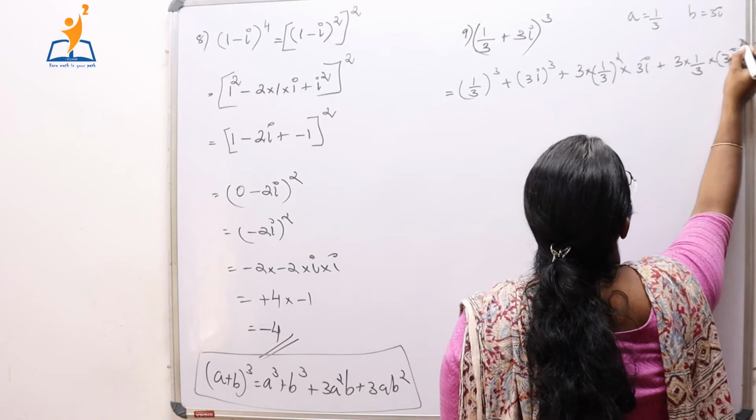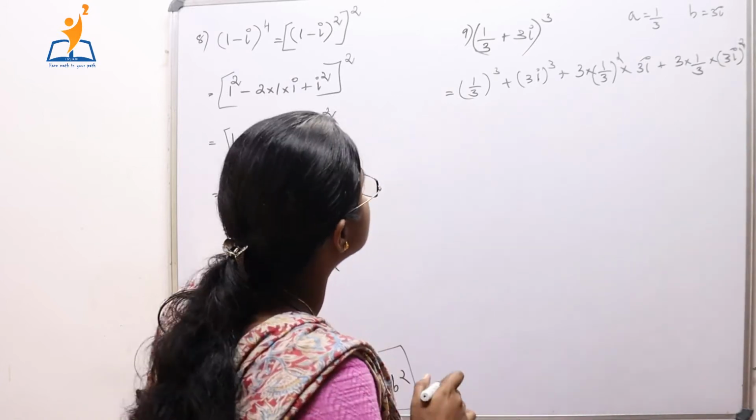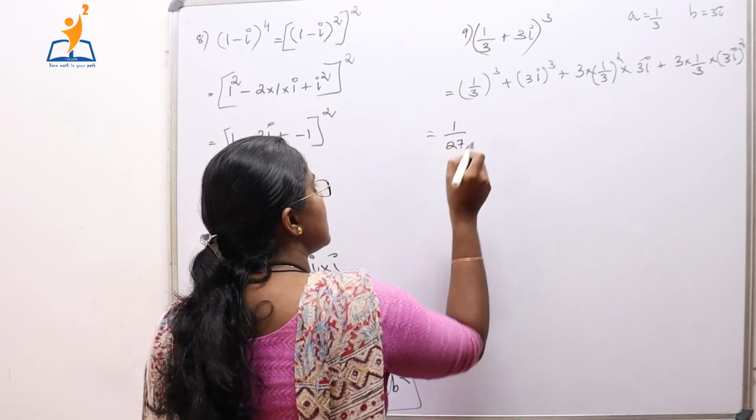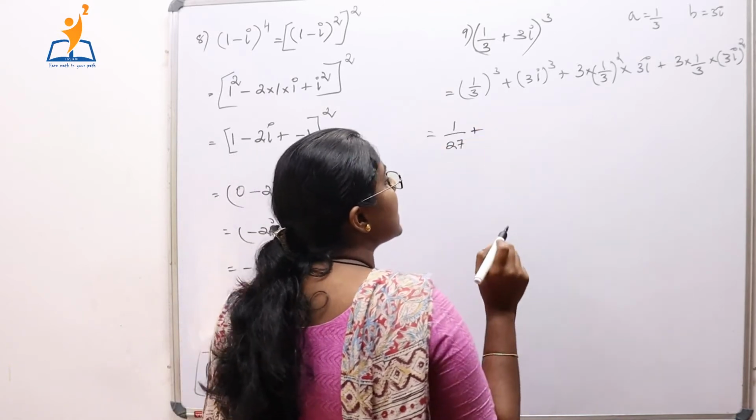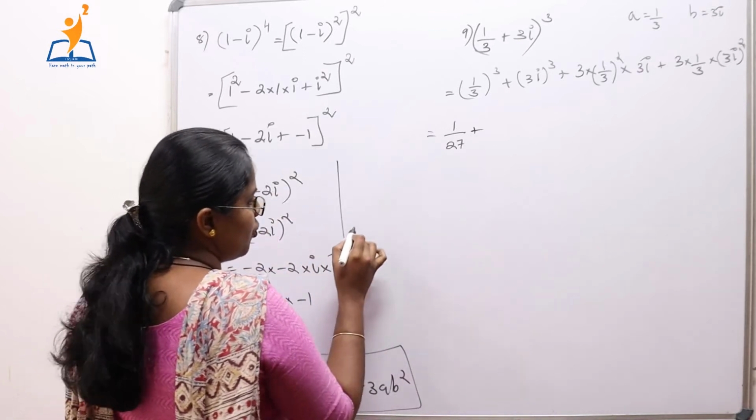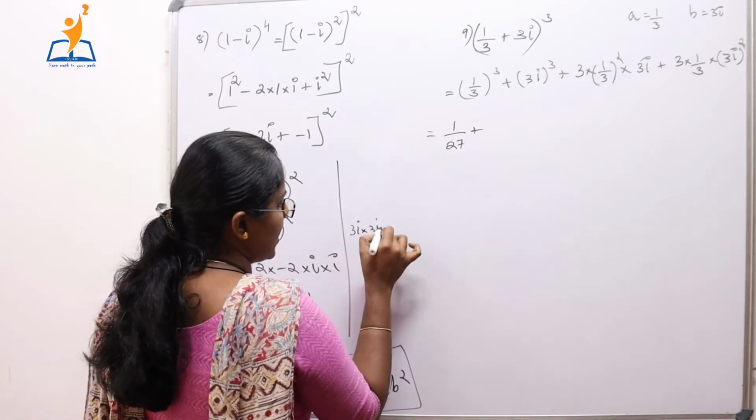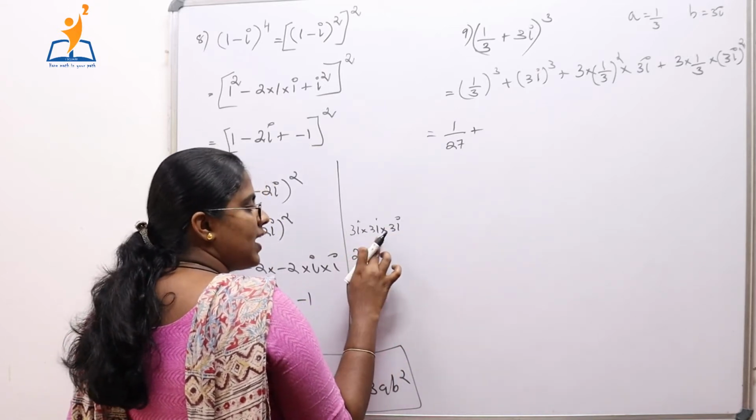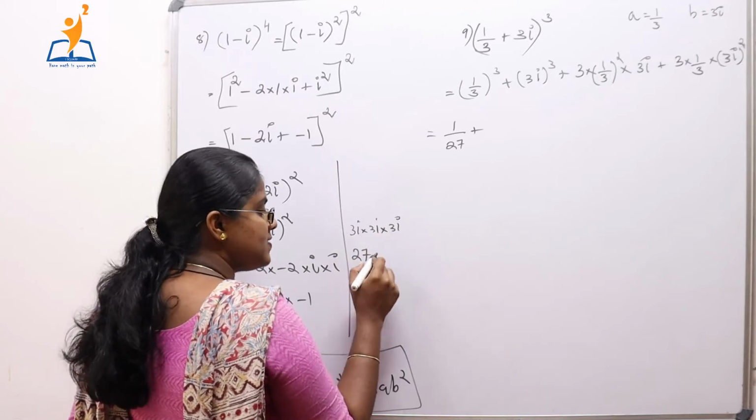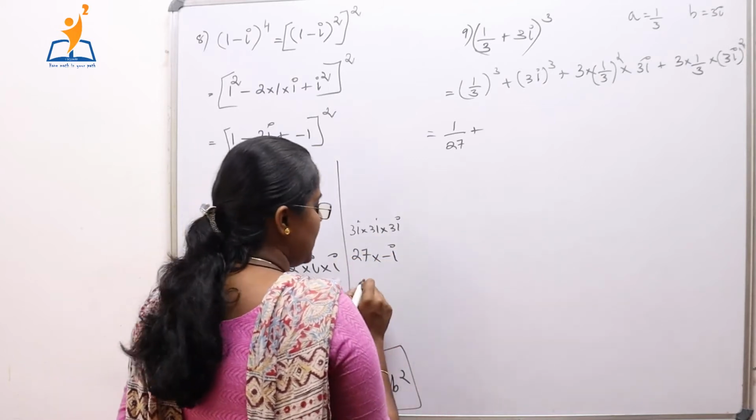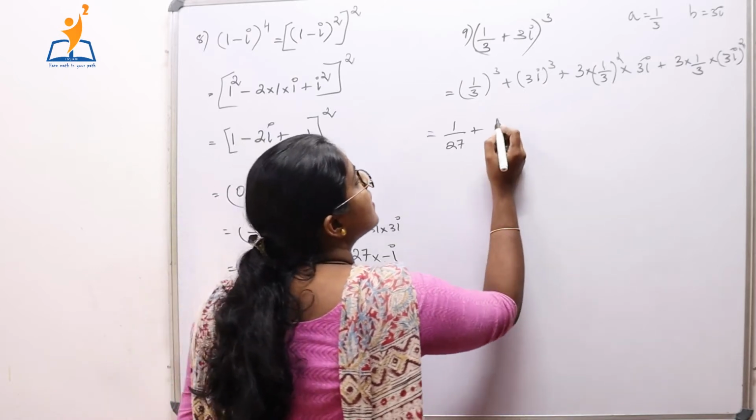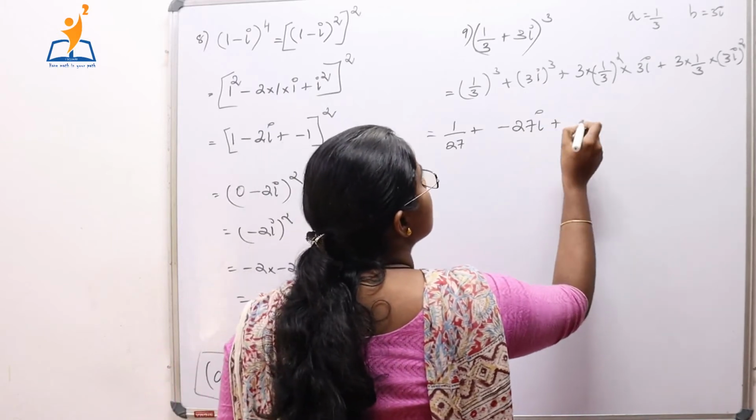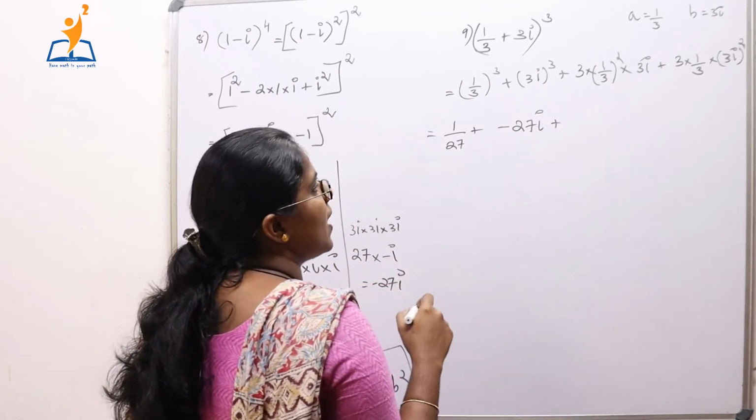So now let's simplify this. (1 by 3) cube is 1 by 27, since 3 cube is 27. Plus (3i) cube. What is (3i) cube? 3i into 3i into 3i. 3 into 3 into 3 is 27. i into i is i square. i square is minus 1. Minus 1 into i is minus i. That is minus 27i. So minus 27i plus 3 into (1 by 3) square.